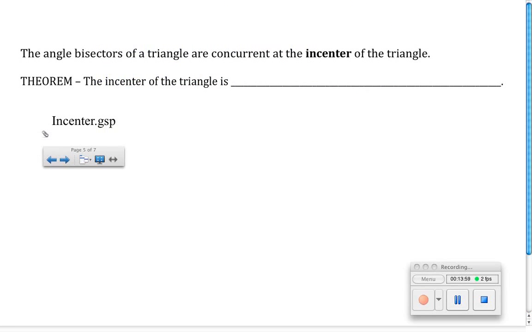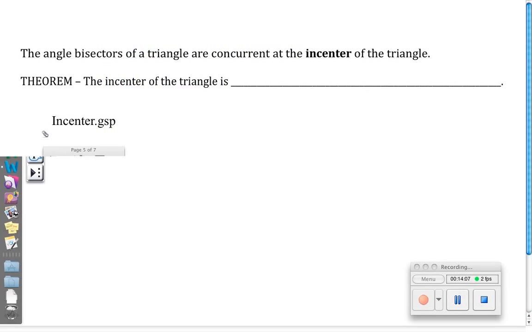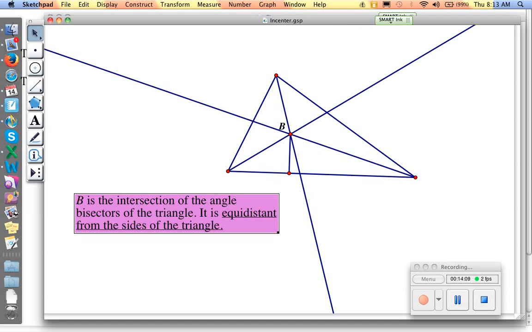So far we have talked about the perpendicular bisector. Let's consider the angle bisector. Gentlemen and ladies, eyes up. Here is what I've constructed for you, the in-center of a triangle. The in-center is that point of concurrency of the angle bisectors.